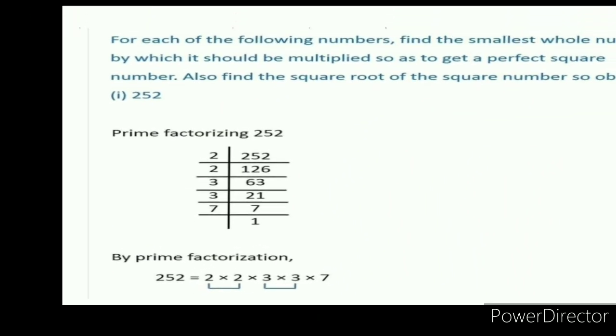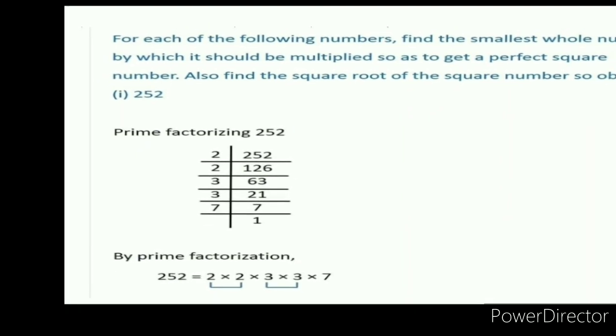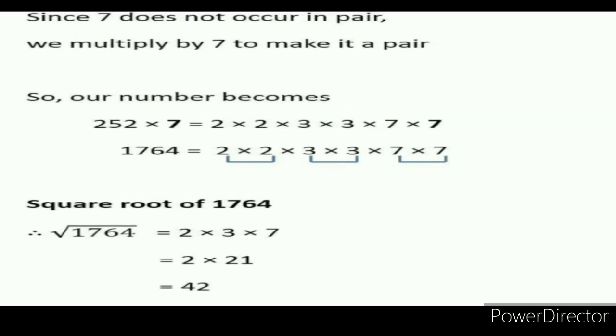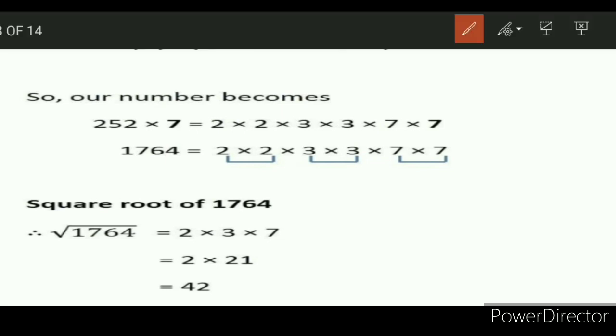Now observe the factors in product form. 7 does not occur in a pair, isn't it? It is single. We multiply by 7 to make it a pair. So you should multiply on both sides: 252 into 7 equals 2 into 2 into 3 into 3 into 7 into 7. Till here we had the original factors, and this 7 is newly multiplied. Now if you multiply, it will become a perfect square. Got it? Here see, each factor is repeated 2 times.